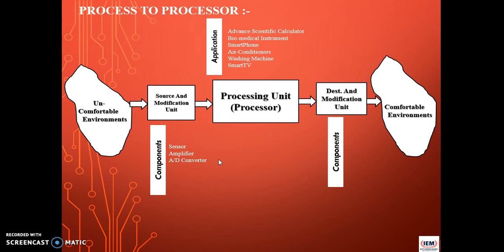Here just note that, on the basis of the application, other modification units are also there. Similarly, components present in the output part of the processing unit, that is, the destination and modification unit, have a D to A converter, an actuator, an electrical machine. For example, if we consider an air conditioner, we are using a compressor, and a display unit, for example, for the calculator or a desktop monitor unit. Again, depending on the application, modification unit components are present.